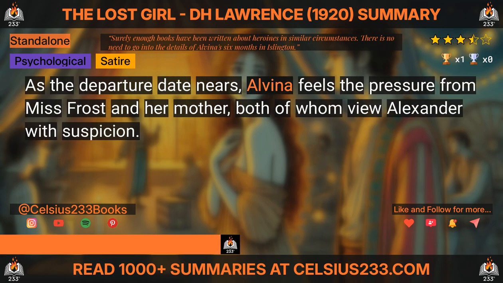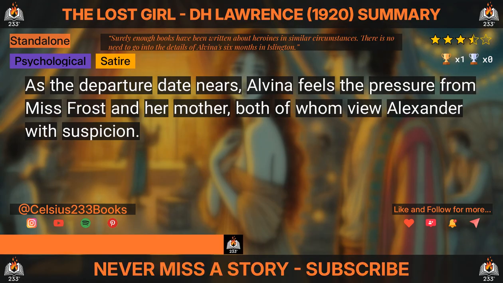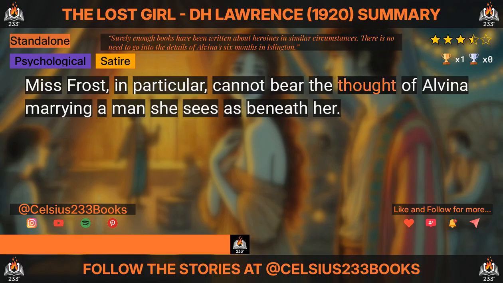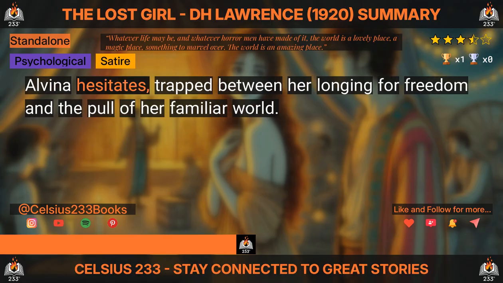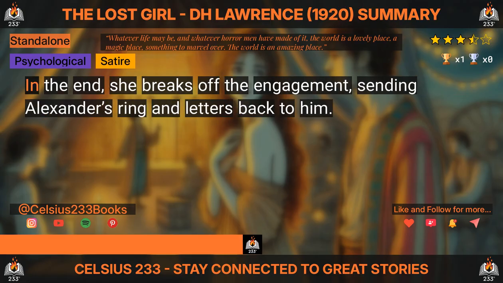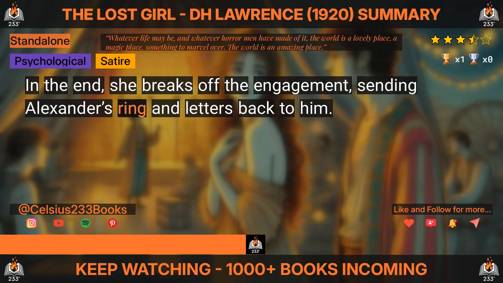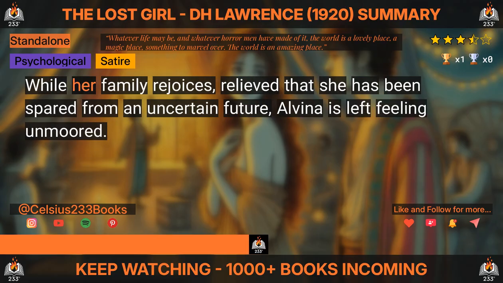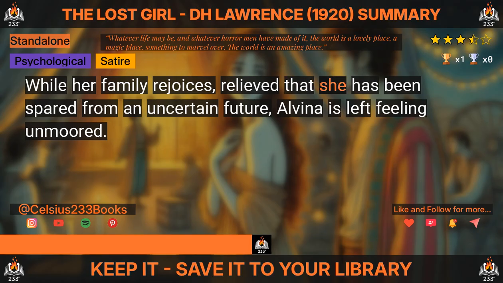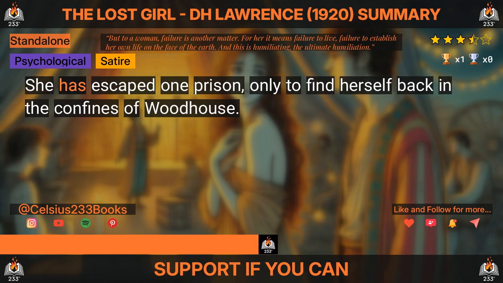As the departure date nears, Alvina feels the pressure from Miss Frost and her mother, both of whom view Alexander with suspicion. Miss Frost, in particular, cannot bear the thought of Alvina marrying a man she sees as beneath her. Alvina hesitates, trapped between her longing for freedom and the pull of her familiar world. In the end, she breaks off the engagement, sending Alexander's ring and letters back to him. While her family rejoices, relieved that she has been spared from an uncertain future, Alvina is left feeling unmoored. She has escaped one prison, only to find herself back in the confines of Woodhouse.